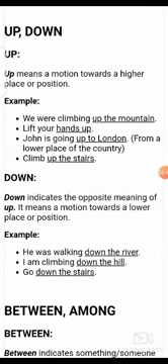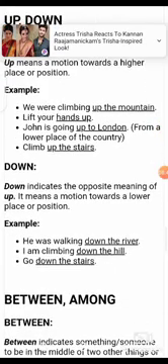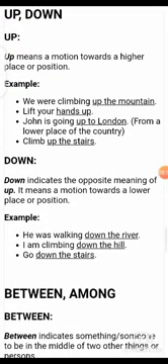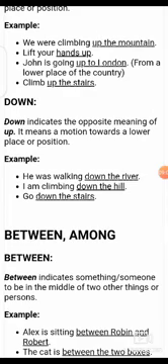Up and down are very easy. When you're moving in the direction of a higher position, you can use up. When you're coming down from a higher position, you can use down. It's very simple. We were climbing up the mountain. Lift your hands up. John is going up to London, means from here, a lower place of the country, towards London. Climb up the stairs.